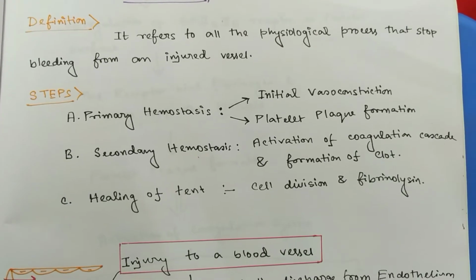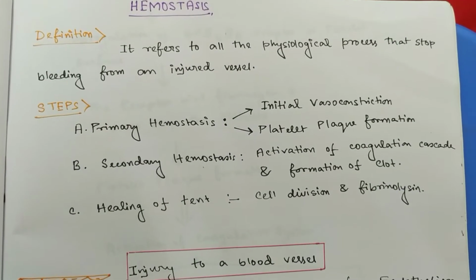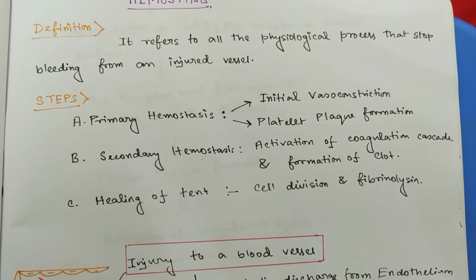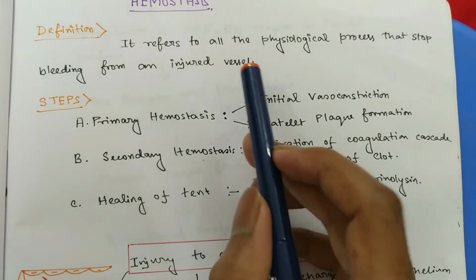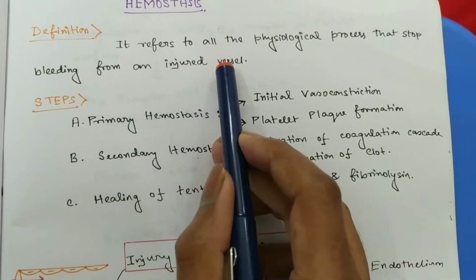In this video, we will talk about hemostasis. Hemostasis literally means stasis of hemorrhage, that is stopping of bleeding. It refers to all the physiological processes that stop bleeding from an injured vessel.